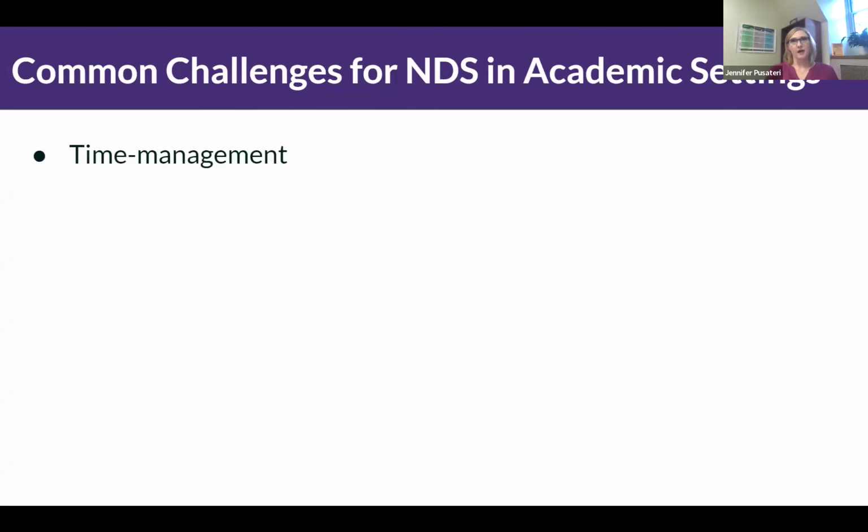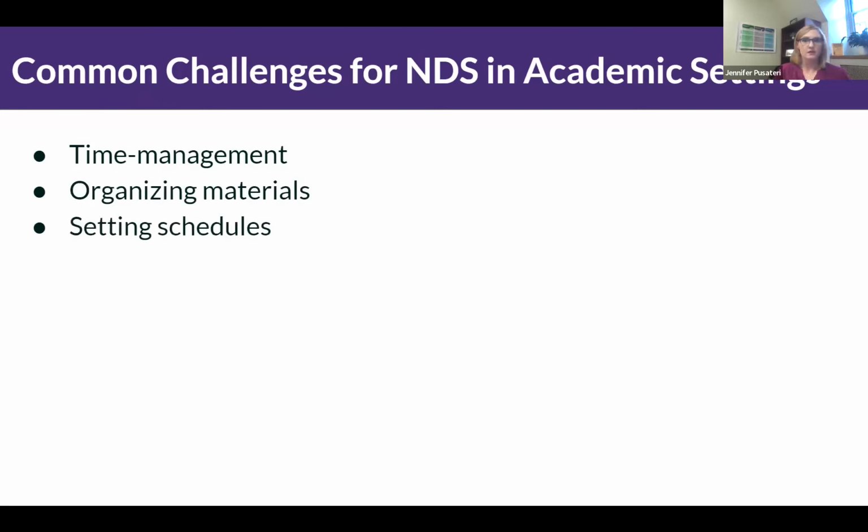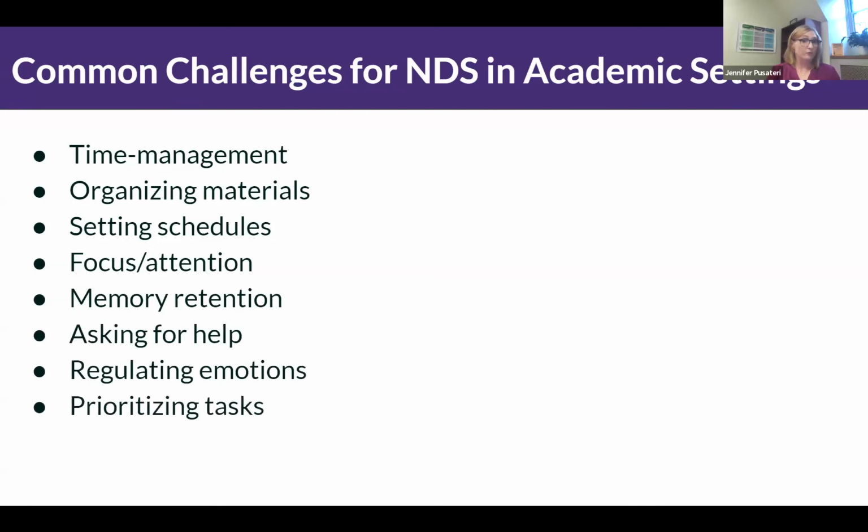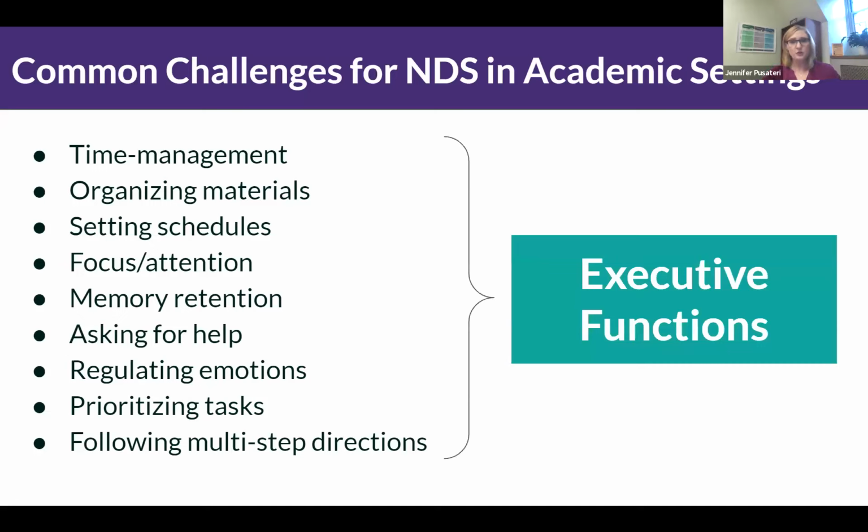So most students that are neurodivergent are going to struggle with things like time management, organizing things, organizing materials, setting schedules, focusing attention, memory retention, asking for help, regulating emotions, prioritizing tasks, following multi-step directions. So if you've had students in your classroom that are neurodivergent, you may have seen some of these things show up. And so all of those things can be grouped together into something called executive functions. And if you've been in any workshops with me, I'm sure I've talked about executive functions because it's one of my favorite things to talk about.